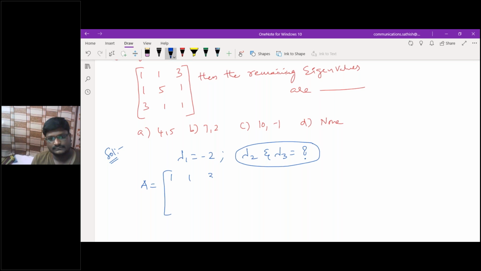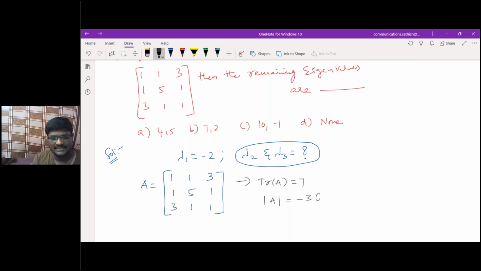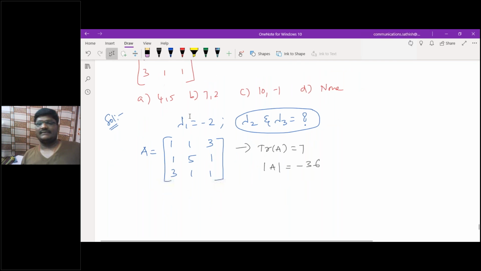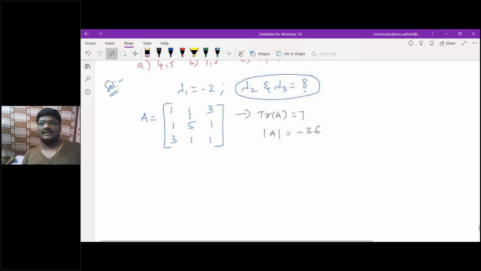Yes, sir. The matrix is 1, 1, 3, 1, 5, 1, 3, 1, 1, 1. Can you tell me what is the trace of this matrix? The trace of this matrix is 7, and if you calculate, the determinant of this matrix is -36.